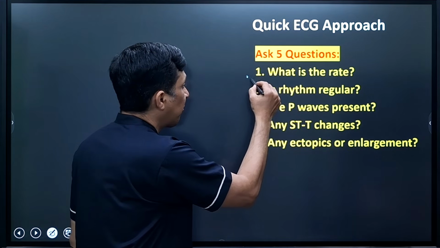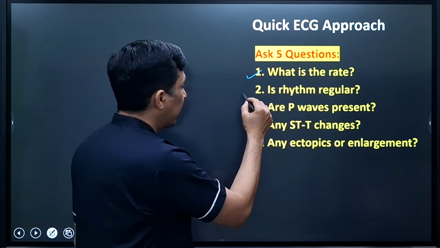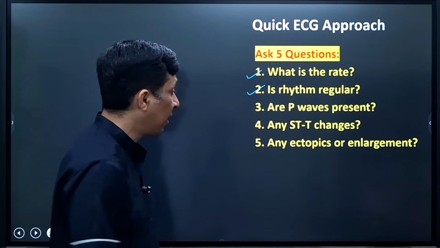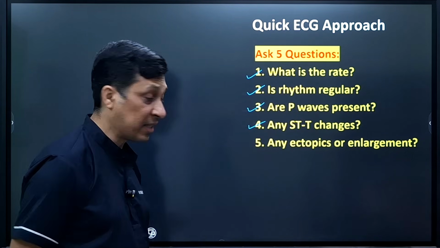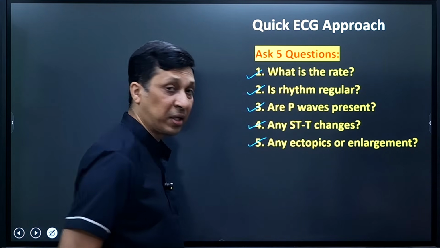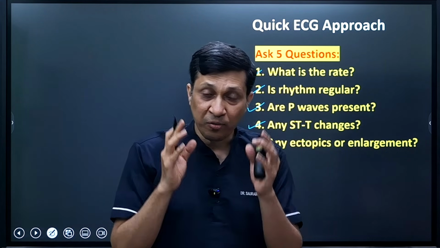So these questions are, first, what is the heart rate? Second, is the rhythm regular? Third, are the P waves present in the ECG? Fourth, are there any STT changes? And fifth, are there any ectopics or enlargement of the left ventricle? So friends, in this way, if you can recognize these 5 ECG patterns, they will not only help you to diagnose emergencies early, but it will also help you in timely referral of your patient to the higher center, and it will tremendously improve your OPD practice.